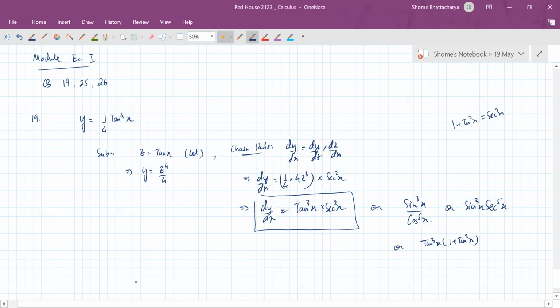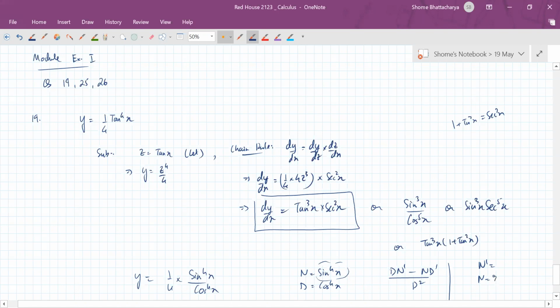If you express this as 1 by 4 into sin to the power 4x divided by cos to the power 4x, your numerator is sin to the power 4 and your denominator is cos to the power 4. So when you use this method, the differentiation is denominator into differential of numerator minus numerator into differential of denominator, divided by denominator square. So for the numerator's derivative itself, you have to use chain rule, no?